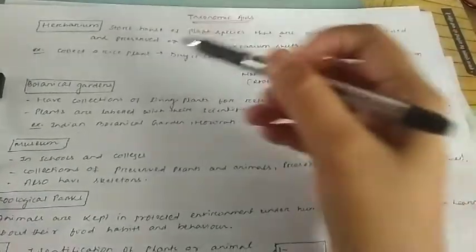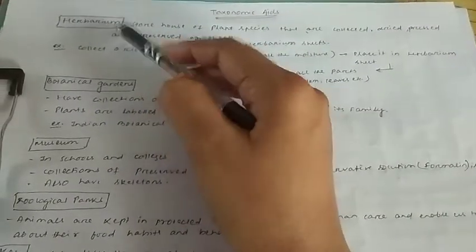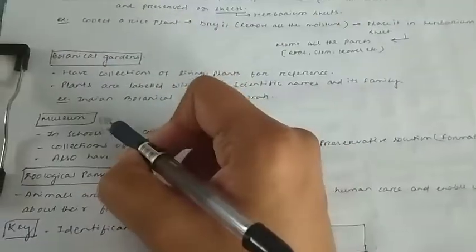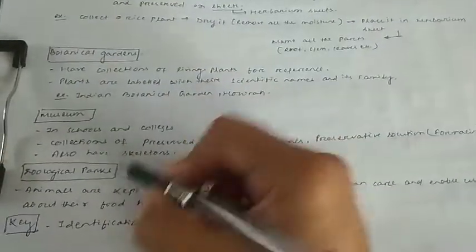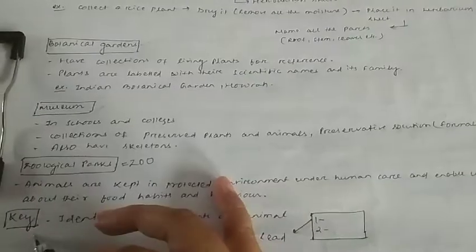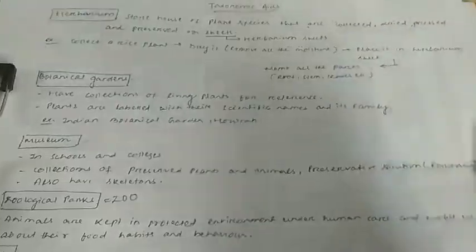Like, the first taxonomic aid we will discuss is the herbarium, the second is the botanical garden, the third is the museum, the fourth is the zoological park, or you call it the zoo, and the fifth one is the key, right? So let's look at one after another. First one is the herbarium. What is a herbarium actually?